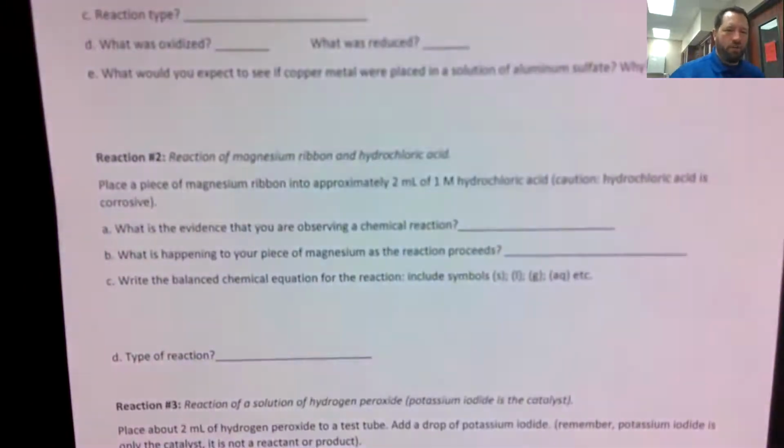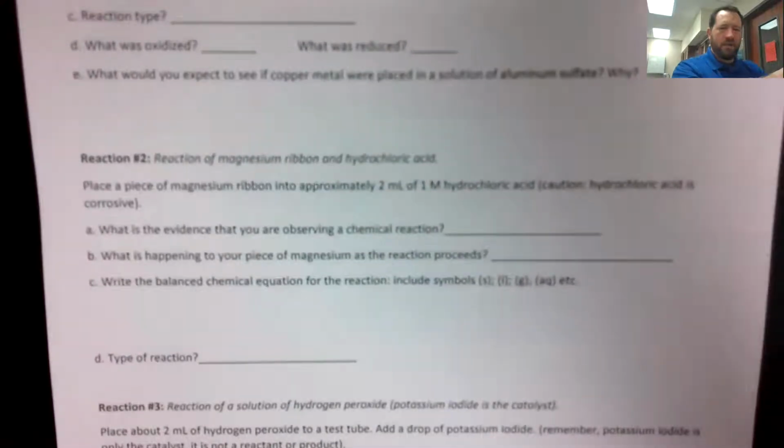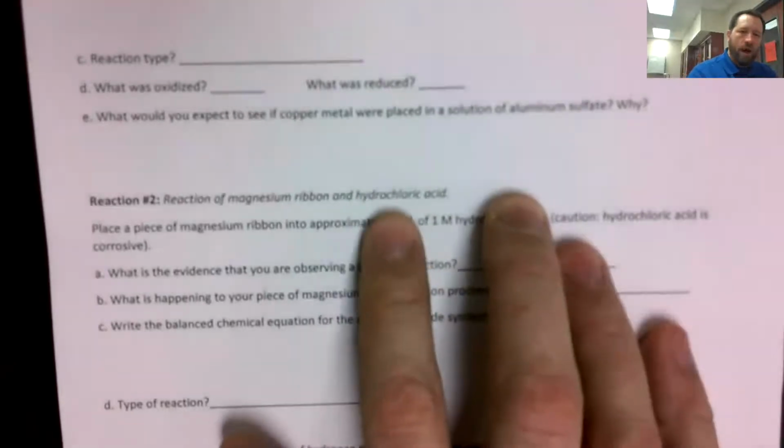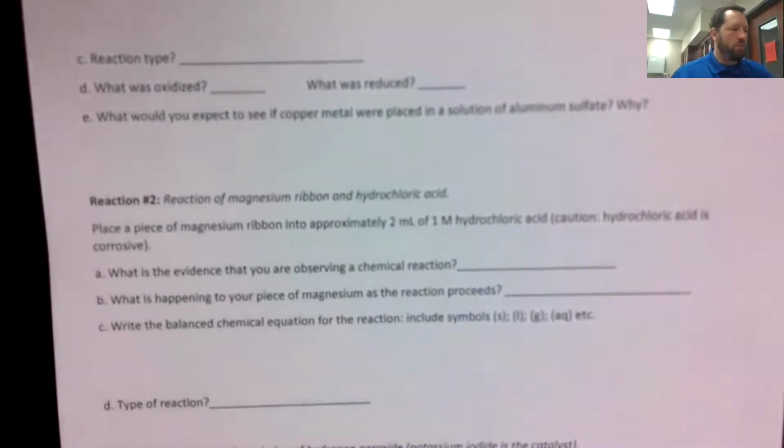In reaction number 2, we just put some magnesium ribbon. That's just plain old elemental magnesium. And we mixed it with some hydrochloric acid. So that's the reaction we just took a look at there.